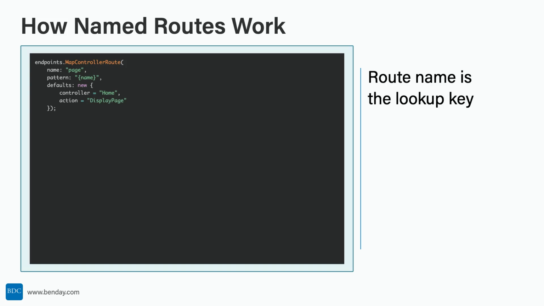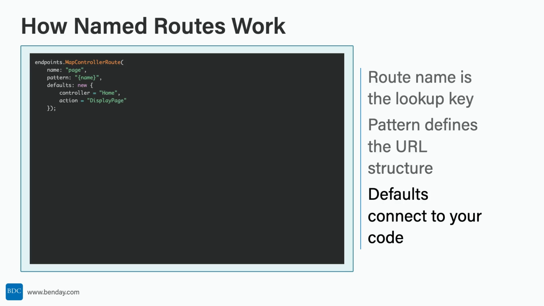That's page. That's what Url.RouteUrl looks up. When you call RouteUrl with page, it finds this route definition. The pattern says the URL is just curly brace name. So when you pass in name equals training, it produces /training, clean and simple. The defaults tell the routing system which controller and action handle this route. The URL stays clean, but the request still gets routed to Home controller, DisplayPage action.